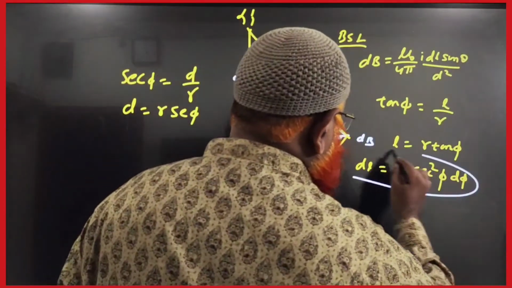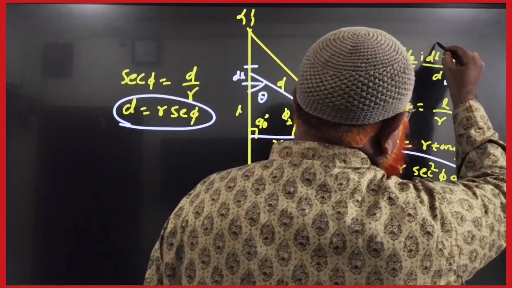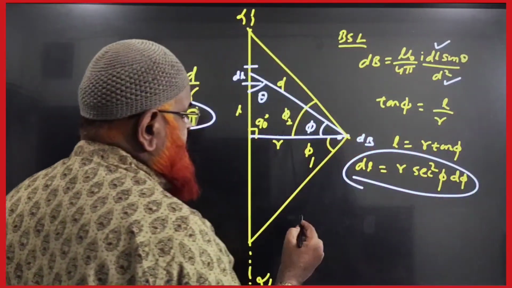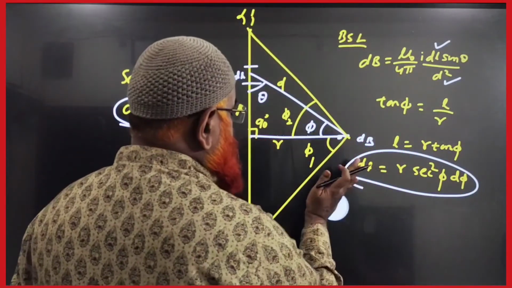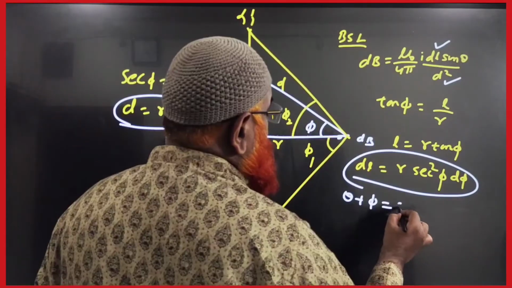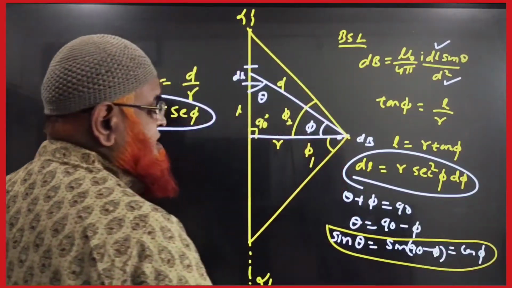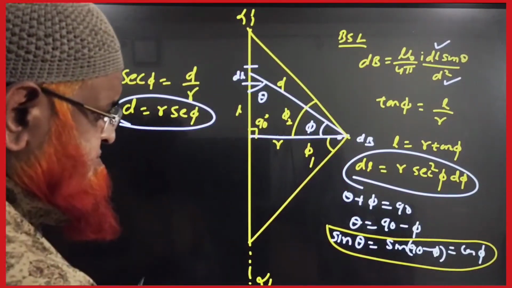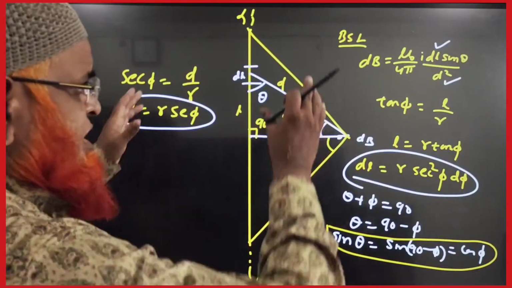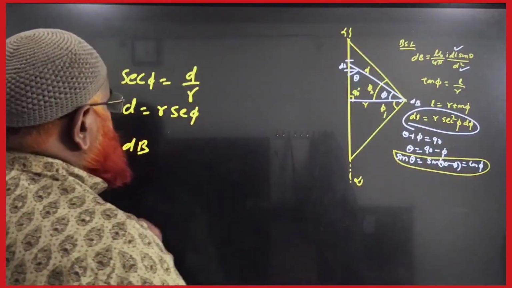So what are the values we are getting now? We got a dl value. We got a d value. Now I have to find out what is sin theta. You can just see here, this is 90, which means theta plus phi is equal to 90, and I got the value of sin theta, which is equal to cos phi. Okay, so now I got all the values, you can substitute here. You will get a new formula. So all the values you substitute here.